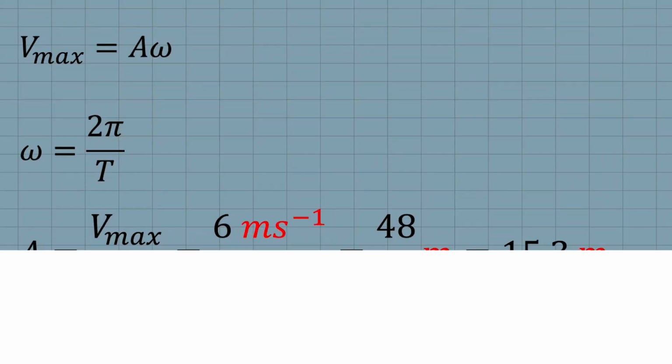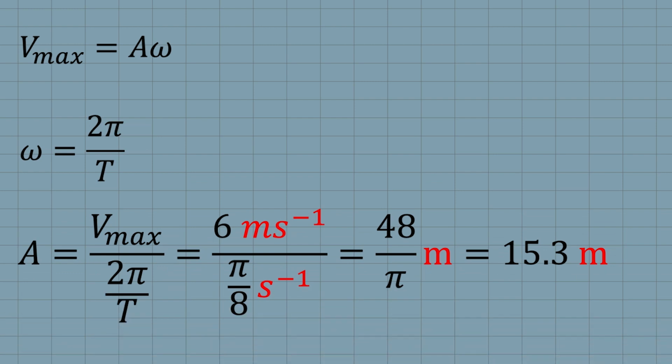Now if we're doing the exam, this problem can be solved in seconds. If we look at page number 31 from the arrangement booklets, we can see that the maximum velocity is equal to the amplitude multiplied by the angular frequency. And the angular frequency can be found by 2 pi divided by the period. Then you get an answer immediately of 15.3 meters. Then you can go on to the next question.